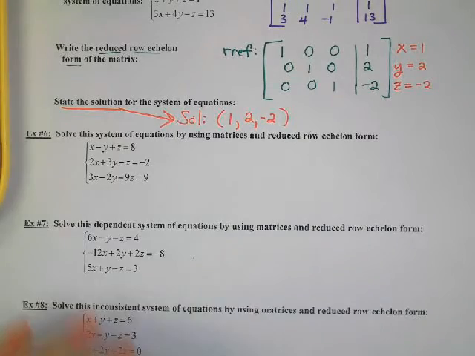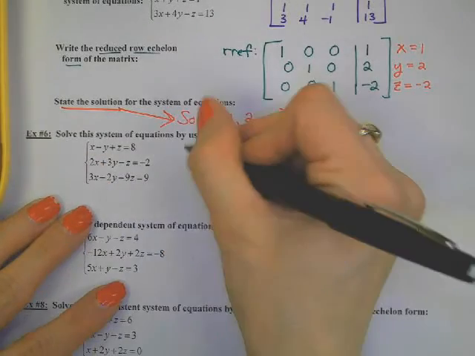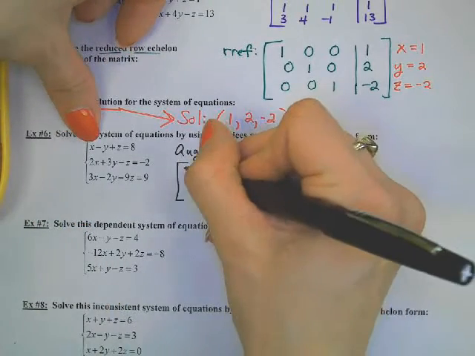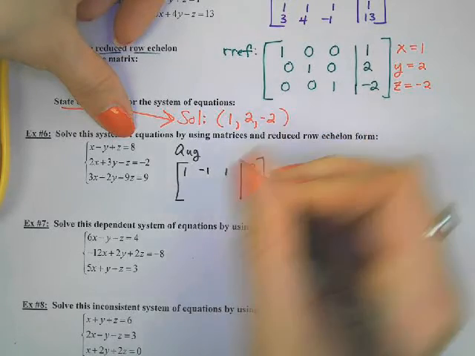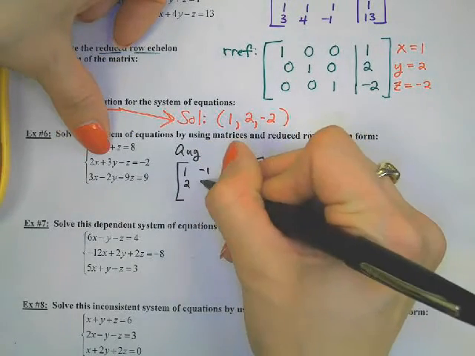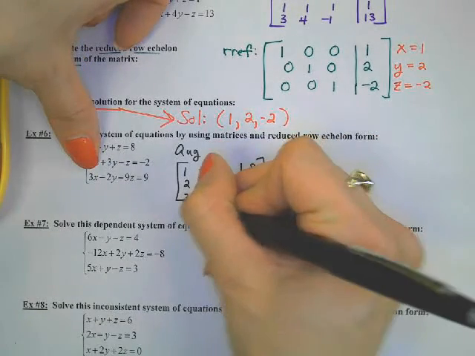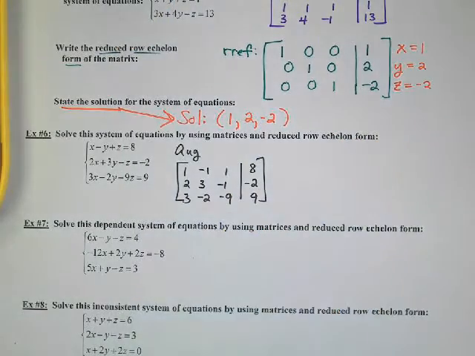What size matrix are we going to need for this system here? It's got 3 equations, so we're going to need 3 by 4. So let's write out the augmented matrix. The first equation gets 1, negative 1, 1. Let's put the bar, and we're going to get an 8. The second equation needs 2, 3, negative 1, negative 2. And the final one gets 3, negative 2, negative 9, 9. Now that's the augmented matrix. And what we need to do is get the reduced row echelon form matrix.